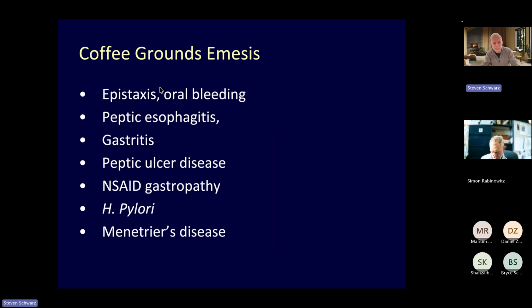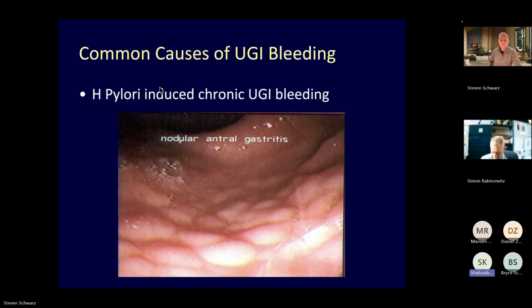Coffee ground emesis, again, these are patients who are not actively bleeding, but they can have all the same kinds of diagnoses that the frank bleeder can have. And they're shown here. Of course, you've all seen this. This is probably the most common pathologic finding you see on endoscopy. I guess maybe it's either this or EOE.